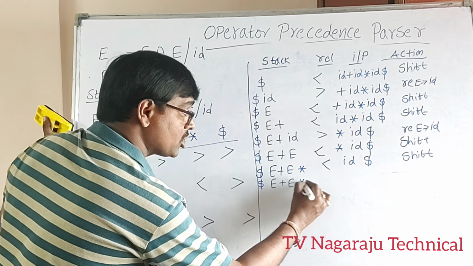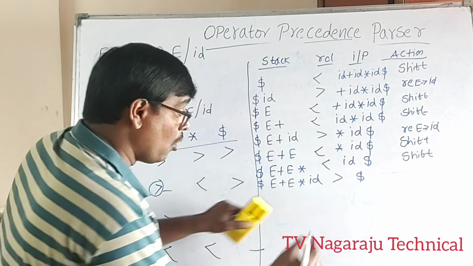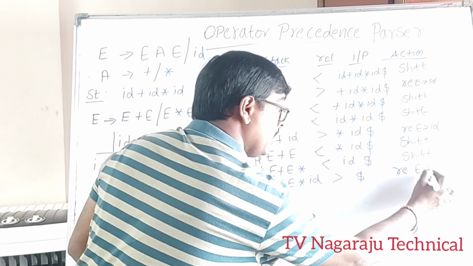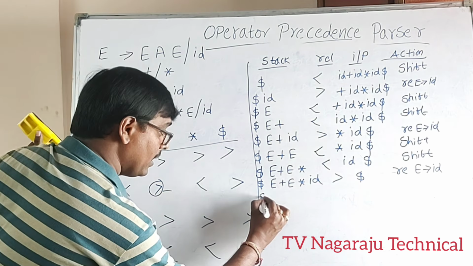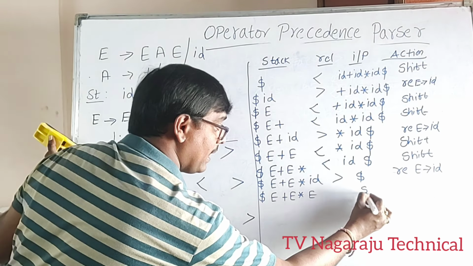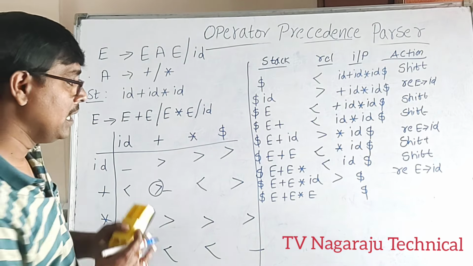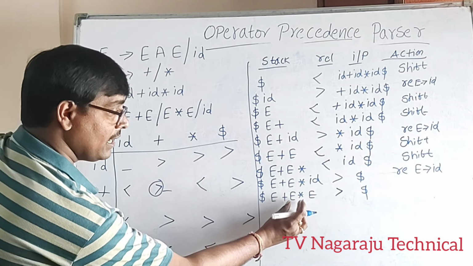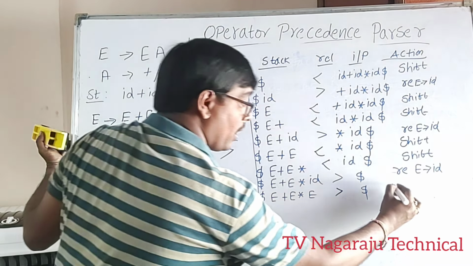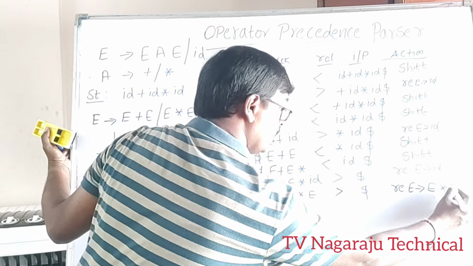Now, dollar E plus E star ID dollar. Now ID has more priority than dollar. If it has more priority, then what are you doing? Reduce: E tends to ID. Now, dollar E plus E star E. Here is dollar, and dollar is the least priority, so it is greater than. E star E: is any reduction possible? Yes. So what is my operation? Reduce: E tends to E star E.